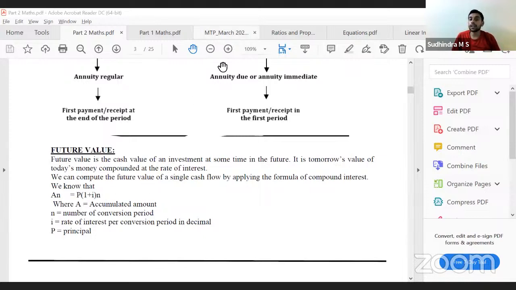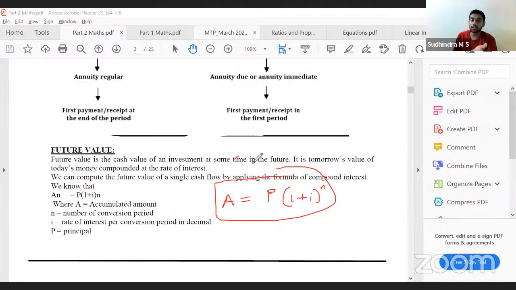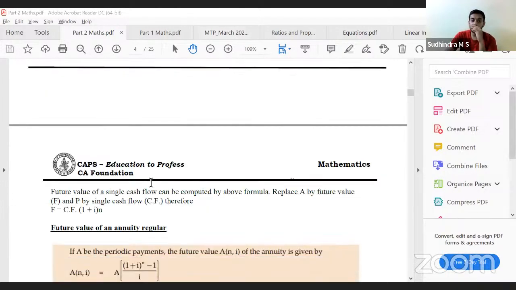How do we calculate future value? Future value is equal to present value into 1 plus I to the power of n. That is compounded rate of interest. Simple. 1 plus I to the power of n, same. Now in compound interest also we are using the same formula, right? A is equal to P into 1 plus I to the power of n. So instead of A, you call it F, future value. P here is principal. We call it present value into 1 plus I to the power of n. That's all. We get the future value.